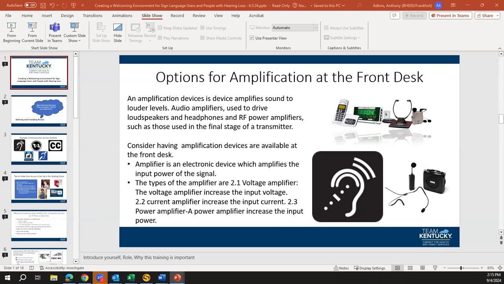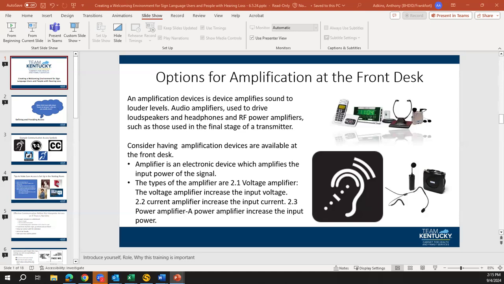So that could be audio amplifiers, which are used to make loudspeakers louder or to get to the headphones. And then you have RF power amplifiers. They're used for a transmission type situation. The accommodation devices should be available at the front desk for anyone to be able to use. And then you have to know which device is best for that person. That person will be able to advise you which one they need. So it's an electronic device which will increase the input of the signal.